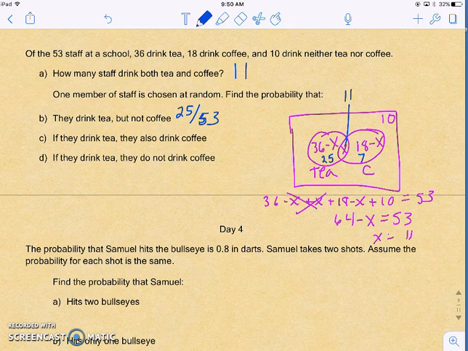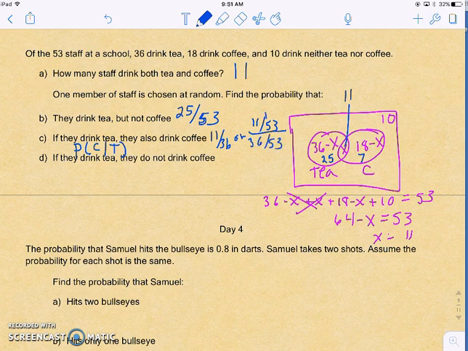If they drink tea, they also drink coffee. So this is the probability that they drink coffee given they drink tea. So let's see here. So how many drink coffee and tea? 11 drink coffee and tea out of our 36 total. 11 out of 36. Or we can look at the probability of both. So that's 11 out of 53 divided by the probability that they drink tea, 36 out of 53. So we get that same thing.